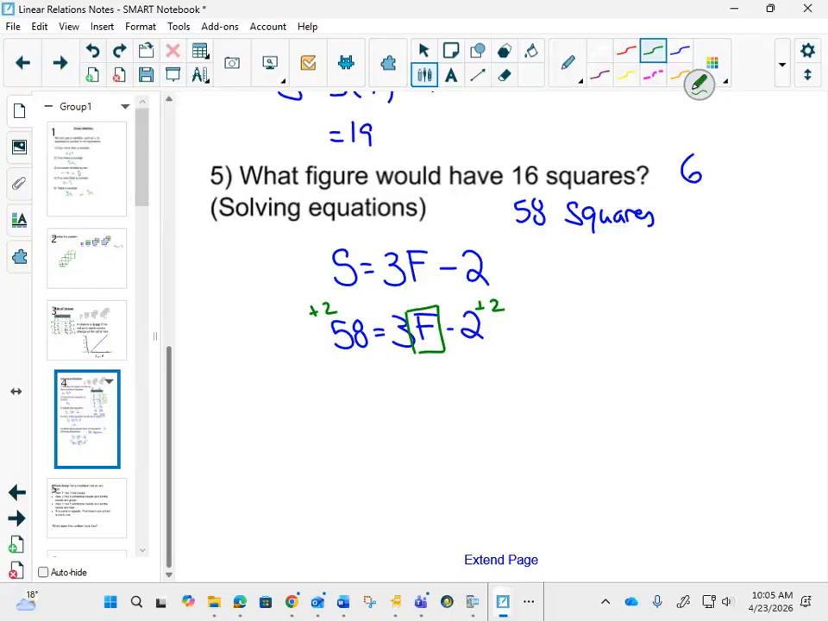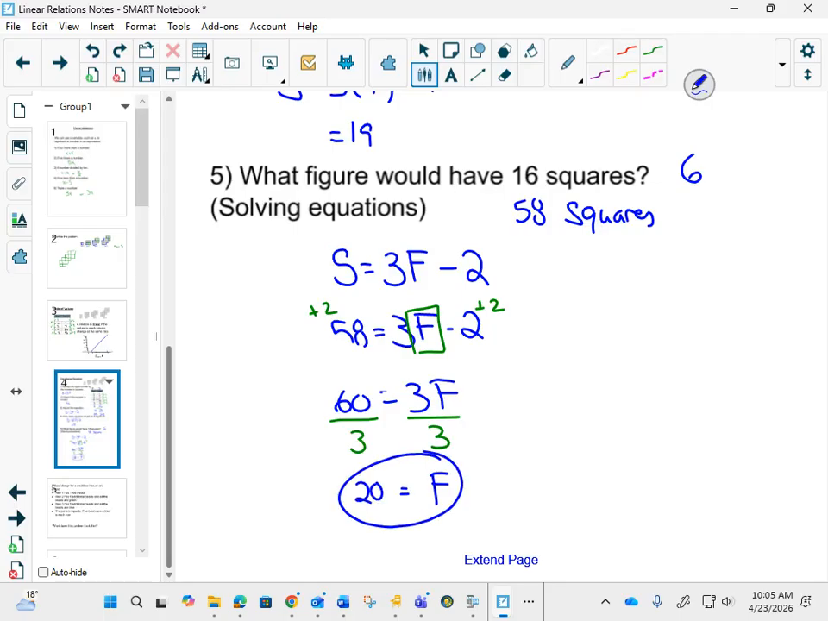And 2 plus 58, that's easy. That's 60. And now I have 3 times something is 60. What's the opposite of multiplying? Dividing. So now, if I divide this side by 3 and I divide this side by 3, I get the F by itself. And I figure out that it's figure number 20.